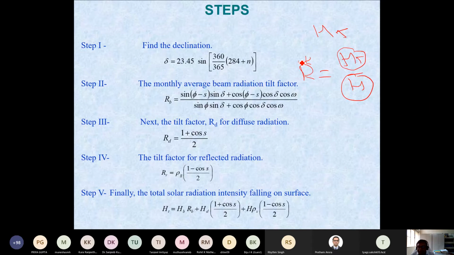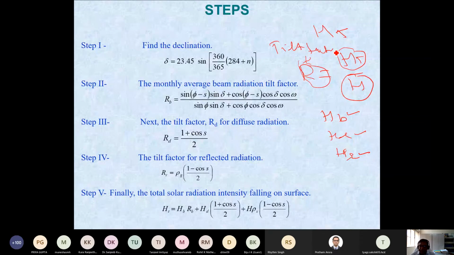But the problem is that this R is not common for all kinds of solar radiation. It will have a different value for beam radiation, diffuse radiation, and reflected solar radiation. So I have to consider HB separately, HD separately, HR separately, and the corresponding tilt factor. This R will be RB, RD, and RR. RB I know will be definite, because I know everything about the beam radiation.